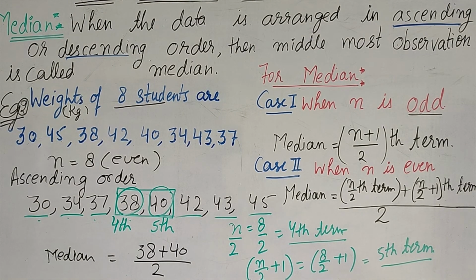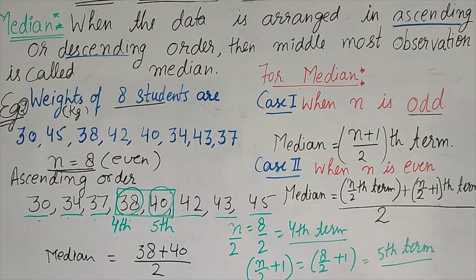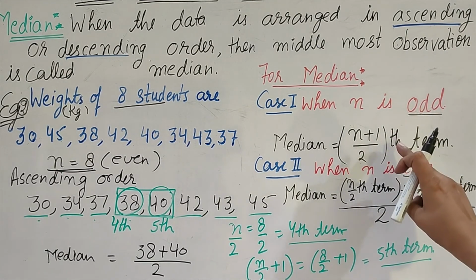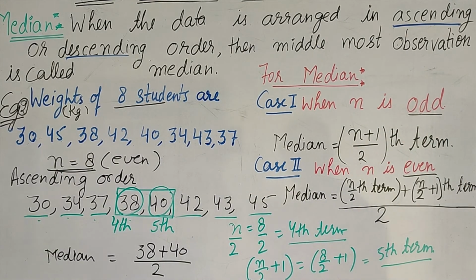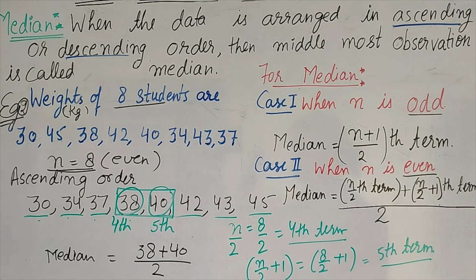So the important thing to calculate the median is to observe whether the given number of terms is even or odd. First of all, this has to be decided: the terms are even or the terms are odd. In case of an odd number of terms, you will find the median according to this formula, (n plus 1) upon 2. And in case of even terms, you will find the median by this formula. And don't forget to arrange the data in ascending or descending order.